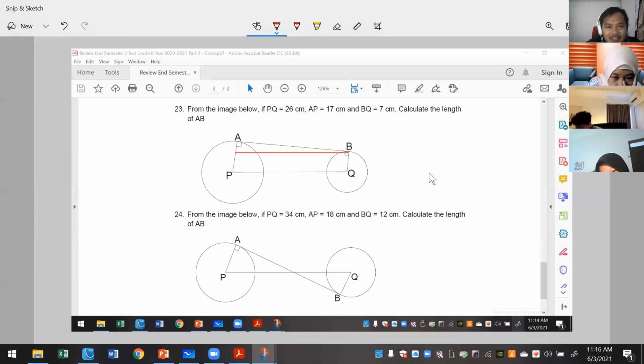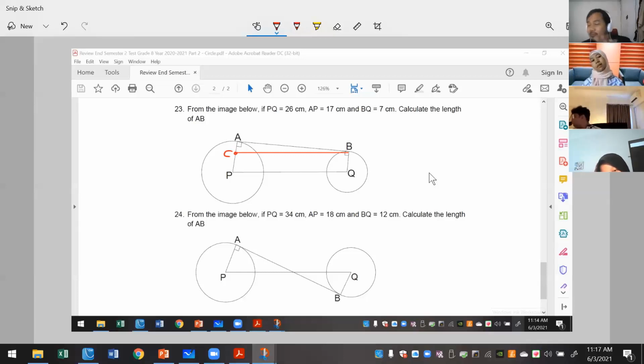I'm going to make another point here. Let's say I'm going to name this C. Point C here. Okay, can anyone spot the right angle triangle that we're talking about? What is it? ACB. ACB. Yes, very good. Okay, that is where we have the ACB.